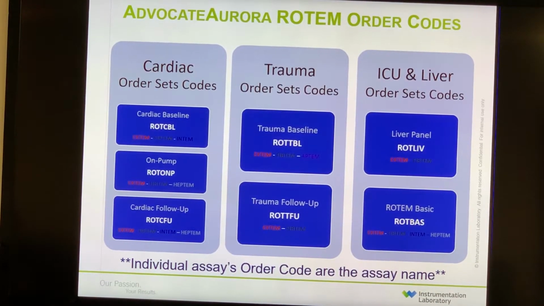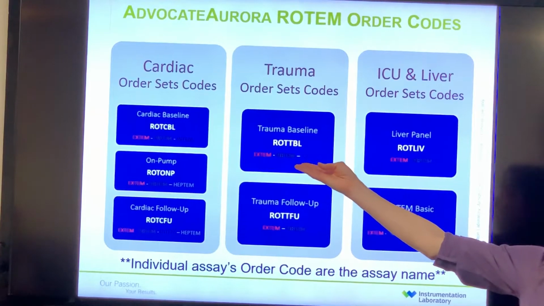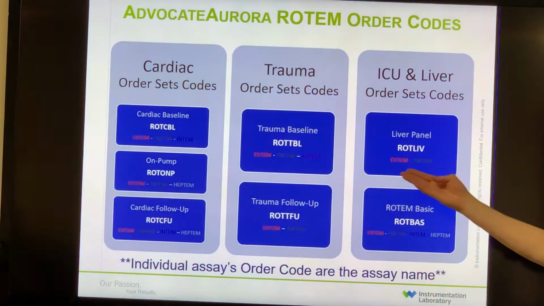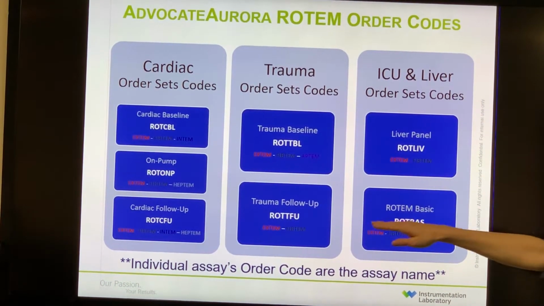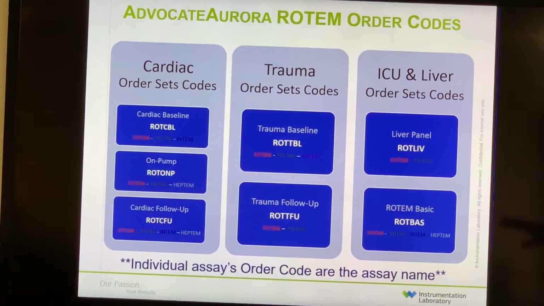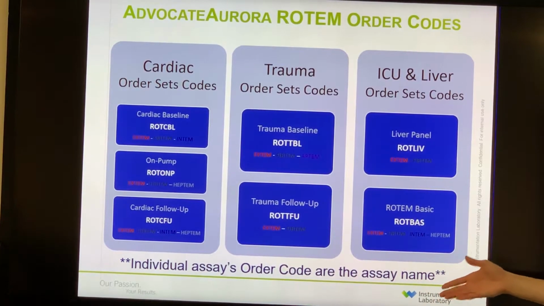So here at Advocate, they've already considered some of the typical clinical situations and created order set codes. So if you're in cardiac and you're doing a baseline, you would go to the appropriate screen, type in ROT-CBL, and that would put in the order for cardiac baseline for Rotem, and the lab would know which assays to run. So these are in there, and then if you wanted to order individual assays, the order code would just be the name of the assay.